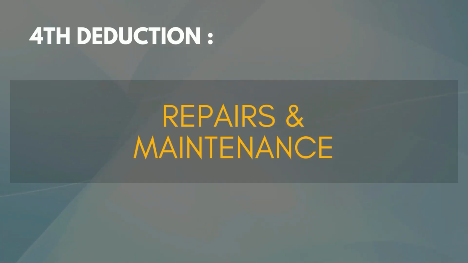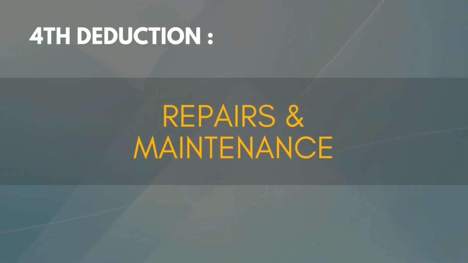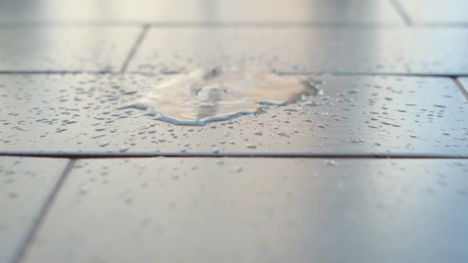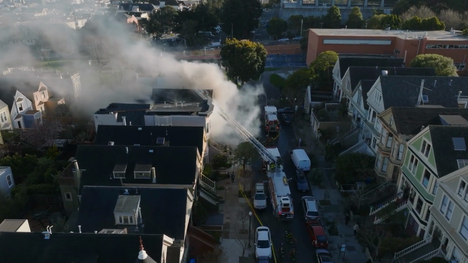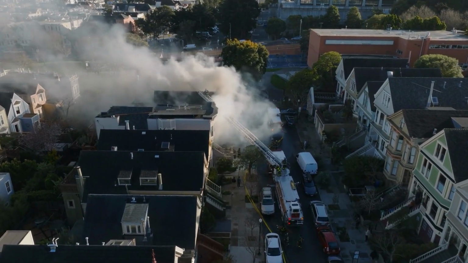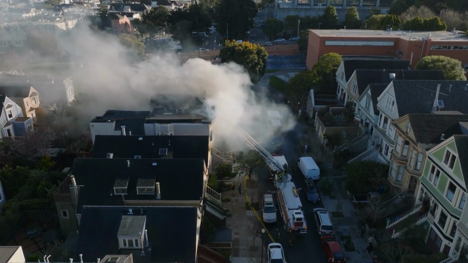It's a good thing. The fourth deduction is repairs and maintenance. So if you do any repairs and maintenance to your investment property, you can deduct those repairs and maintenance right from the rental income that's derived from that property. But keep in mind, if the repairs and maintenance are such that they're large in nature, they may have to be classified as capital expenditures and depreciated.